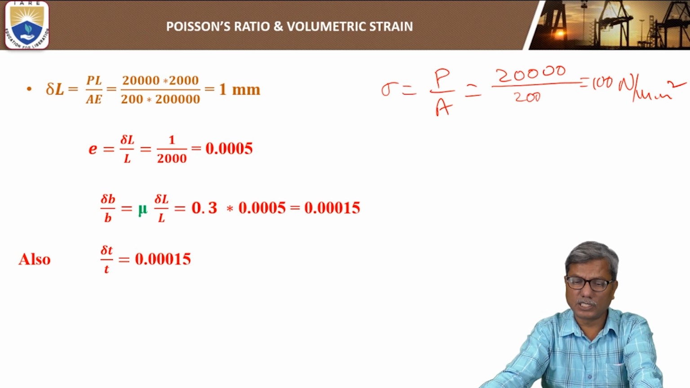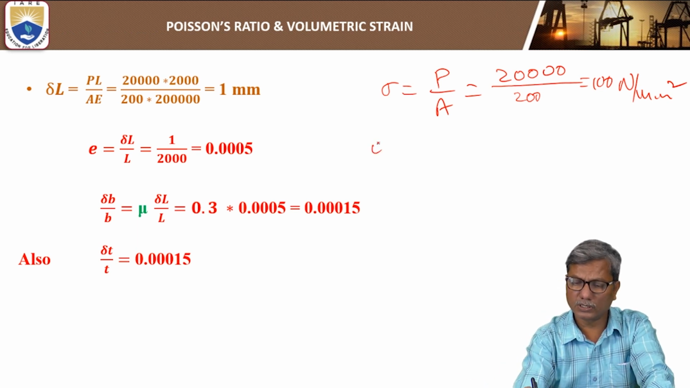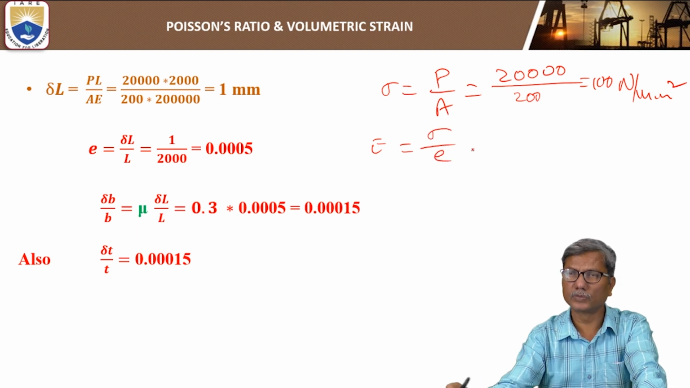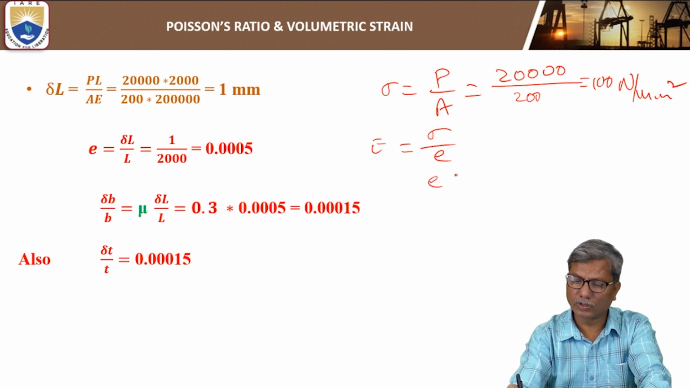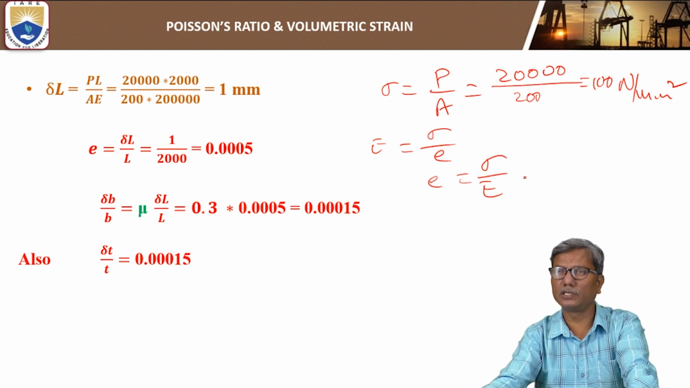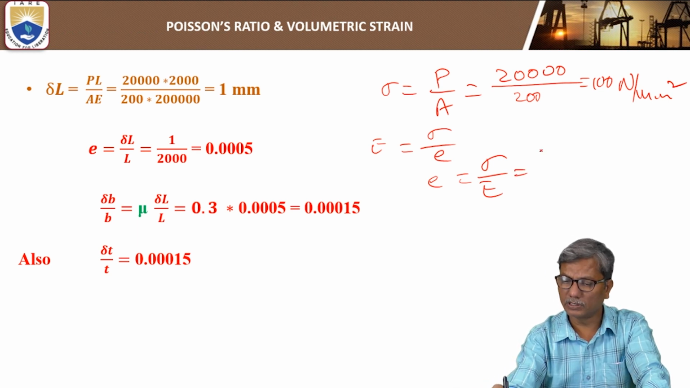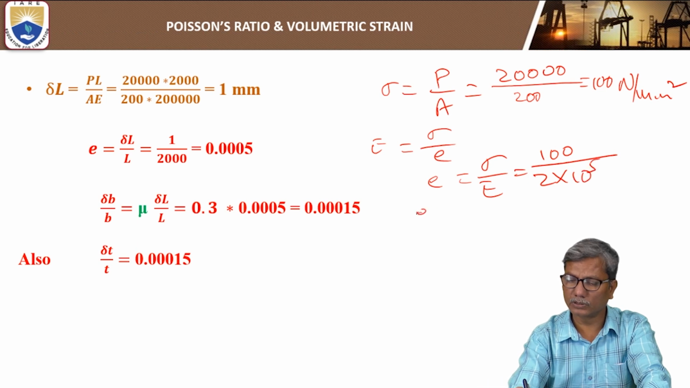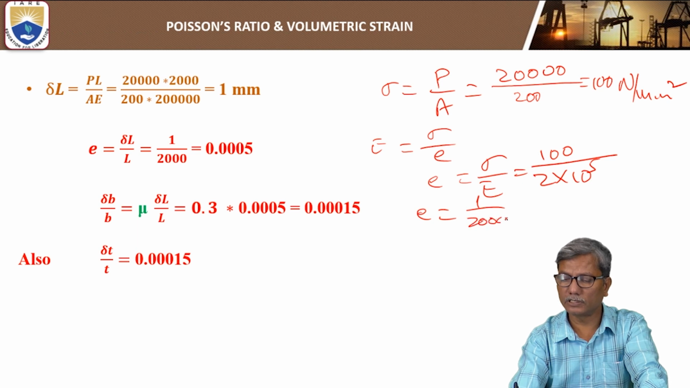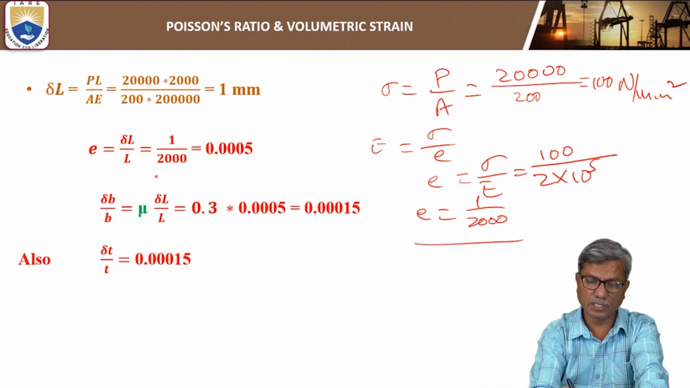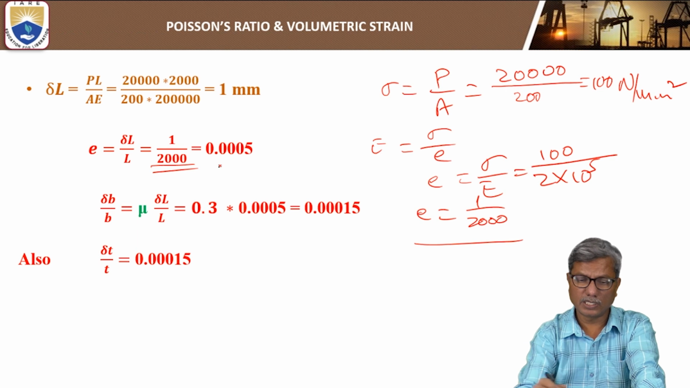Now you can find strain. You know that Young's modulus is stress by strain, linear strain. You can find strain as sigma by Young's modulus, stress by Young's modulus. That is 100 by 2 into 10 power 5. So what is the strain now? 1 by 2000 is the strain.